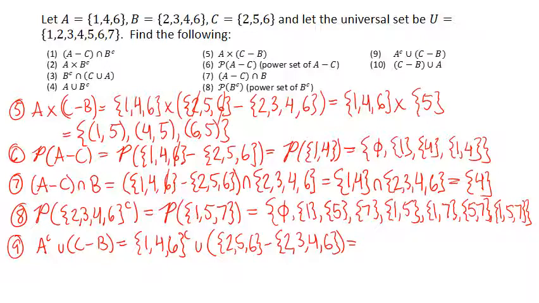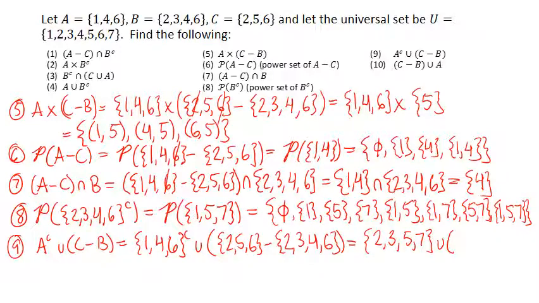The complement of A is everything in the universal set that is not in A. The universal set is {1, 2, 3, 4, 5, 6, 7}, and the ones of those that are not in {1, 4, 6} are {2, 3, 5, 7}. So that is A complement. And then I'll do the parentheses part.